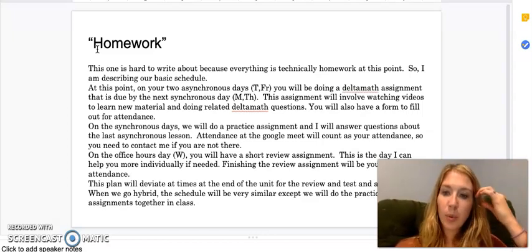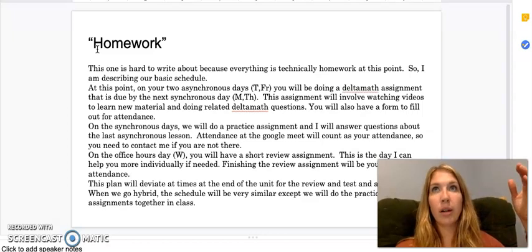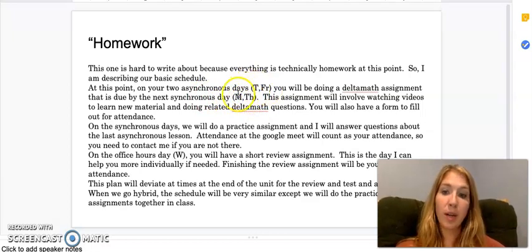So it says at this point on your 2 asynchronous days, Tuesday and Friday, you're going to be on your own with an assignment. You'll be doing a Delta Math assignment that is due by the next synchronous day, Monday or Thursday. So your Tuesday assignment will be due Thursday, your Friday assignment will be due on Monday.